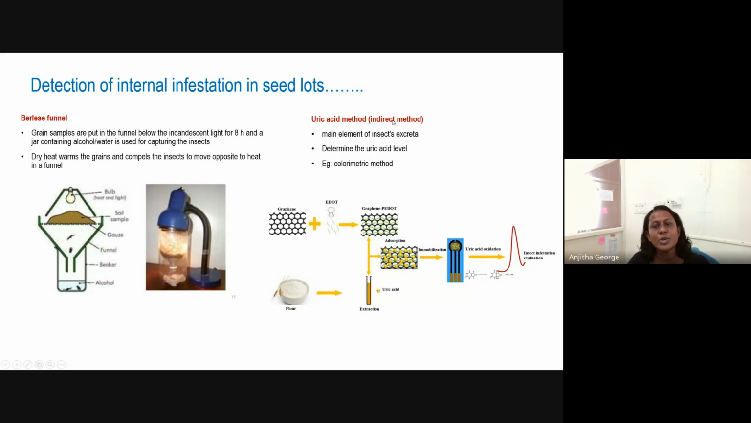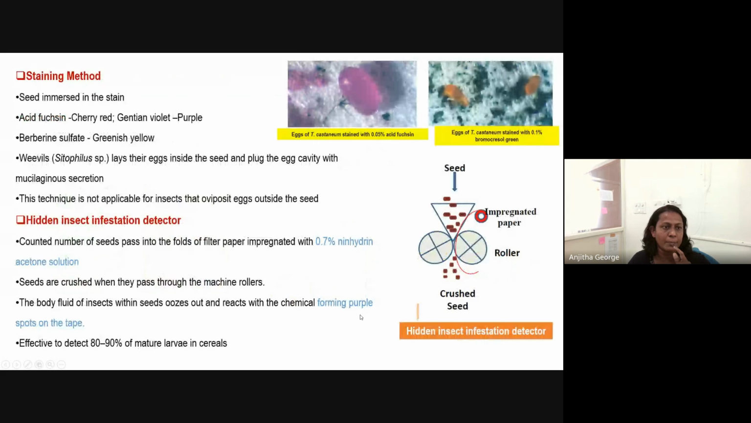Another method is the uric acid method, and you all know uric acid is the main component of insect excreta, and indirectly you are confirming whether insect infestation is there through the colorimetric method. So when the color changes, you can make it out that insect infestation is there. And another is the staining method.